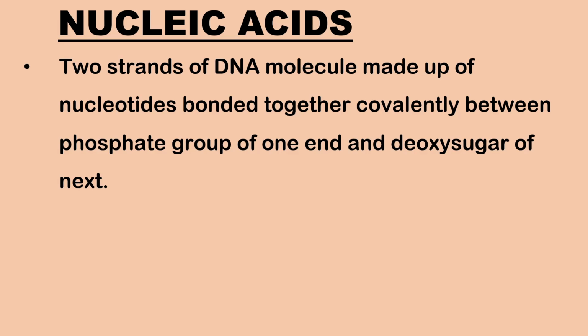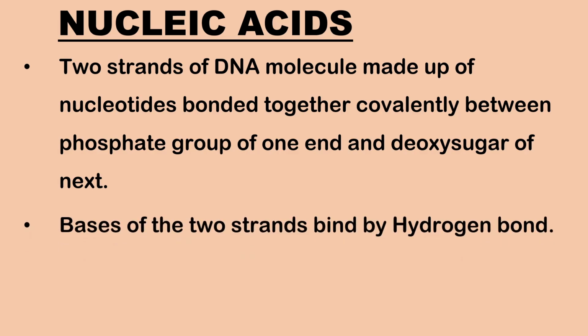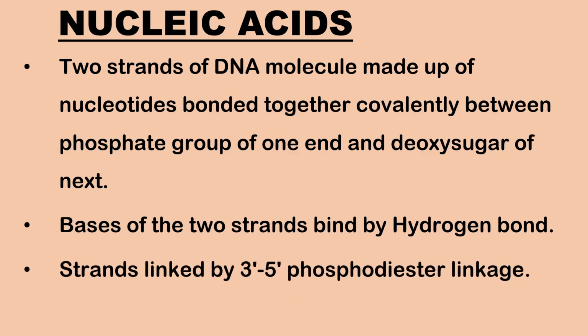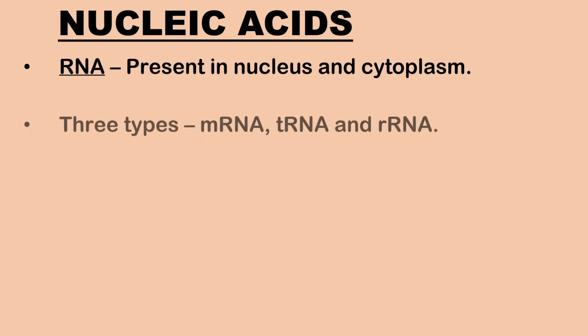Each strand is made up of nucleotides bonded together covalently between the phosphate group of one and the deoxy sugar of the next. The bases of one strand bind to the bases of the second strand with hydrogen bonds. The successive nucleotide of the same strand are linked by 3'5' phosphodiester linkage. RNA is a nucleic acid present in the nucleus as well as in the cytoplasm.